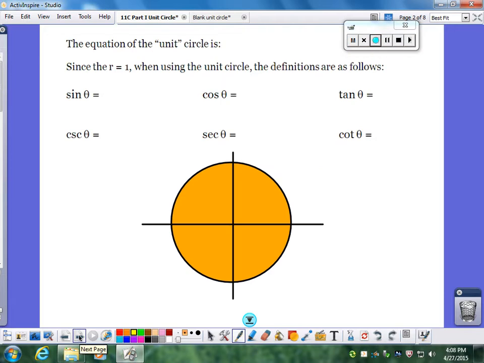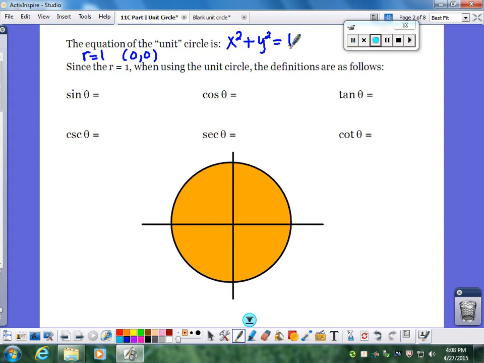Alright, so first of all, let's talk about what a unit circle is. In a unit circle, the radius is always 1 and the center of the circle is at 0, 0. So that means the equation of this unit circle is going to be x squared plus y squared equals 1 squared, which is just 1.